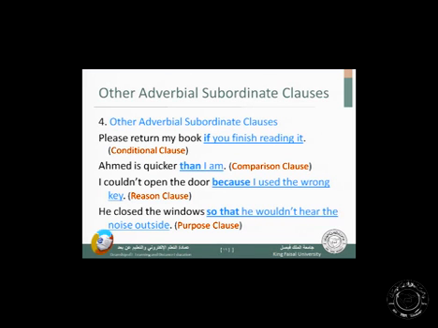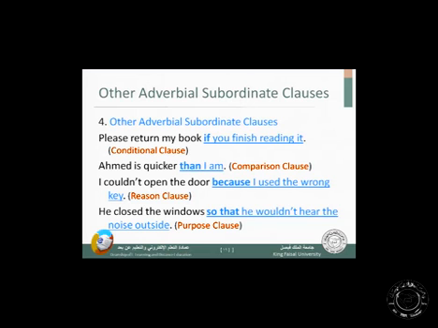"If you finish reading it" is a subordinate clause. It is conditional. The next type: Ahmed is quicker than I am. Here we have a comparison clause. We are comparing two people: Ahmed and the speaker. So "than I am" is a subordinate clause. The subordinate conjunction is "than." So "than" functions here as a subordinate conjunction, and "than I am" is called a comparison clause. We're comparing Ahmed to the speaker.